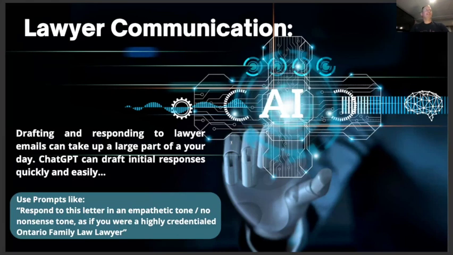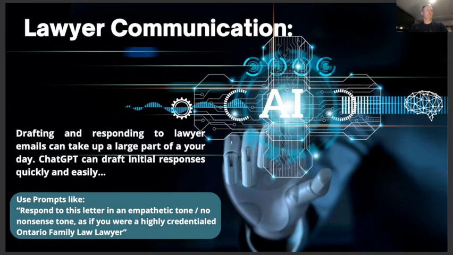In terms of communicating with your lawyer, drafting and responding to your lawyer's emails can take up a huge part of your day. Sometimes, I know personally, I get a feeling of anxiety and somewhat triggered when I see the submissions of opposing counsel, and it takes me some time to respond to that. And I think you guys will likely feel the same way. But ChatGPT is good for drafting initial responses pretty quickly and easily.